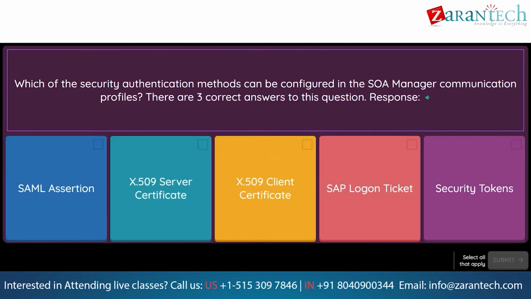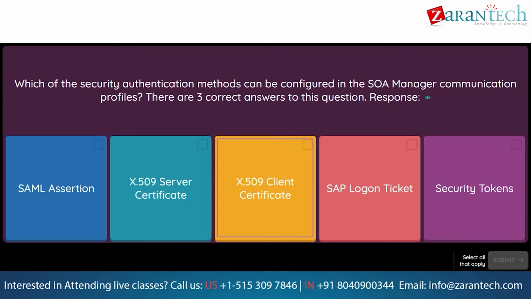Question: which of the security authentication methods can be configured in the SOA Manager communication profiles? There are 3 correct answers to this question. Response: Option 1 SAML assertion. Option 2 X.509 server certificate. Option 3 X.509 client certificate. Option 4 SAP logon ticket. Option 5 security tokens.